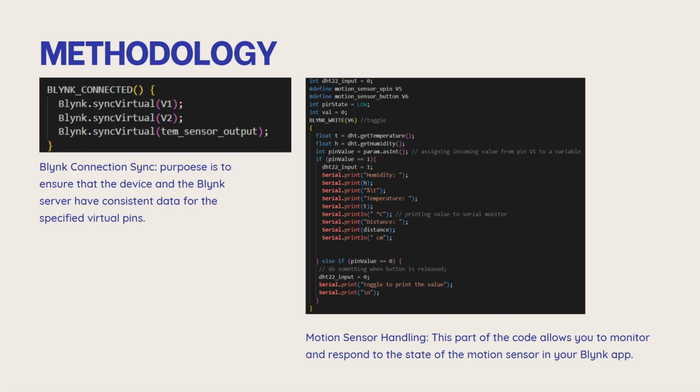And then lastly, the last part, we will have motion sensor handling. This part of the code will allow you to monitor and respond to the state of the motion sensor in your Blynk app.